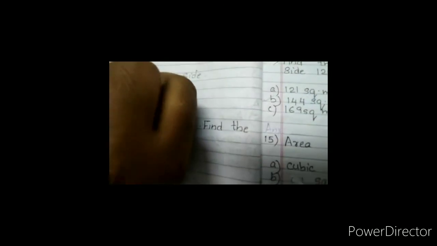Area is equal to 25. What's the answer? 3 into 3? No, 3 into 3 is equal to 9. How do we get 25? 5 into 5. 5 into 5 is equal to 25. So the one side is equal to 5 centimeter. The B is the answer.